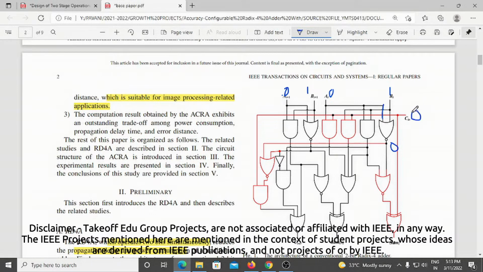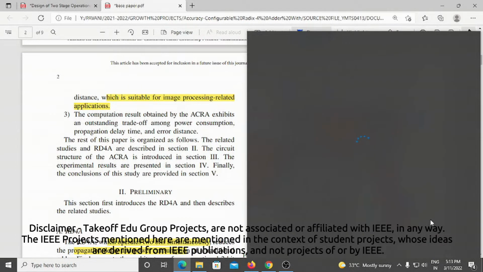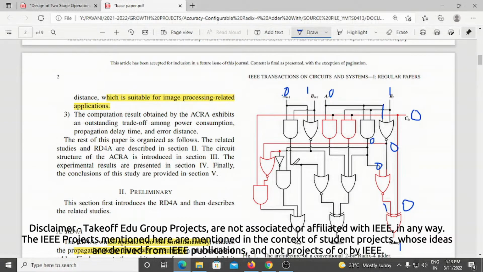Let Cin also be 0, and this is 0, and here we are also getting 0, which is given as the input to the next gate. 0 plus 0 is 0, and with the inversion it becomes 1. When one input is 0, then 0 plus 1 is 1, so the output will be 1 for this.